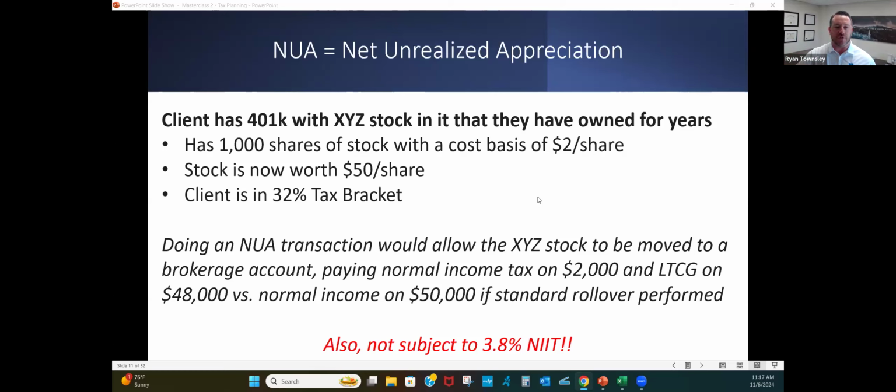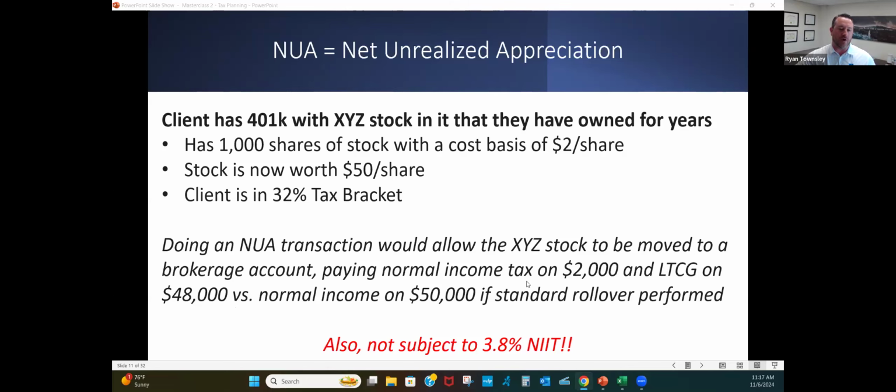Where, let's say you had 1,000 shares of stock, cost basis of $2, so about $2,000 cost basis, the stock's now worth $50 a share. So this is probably really applicable for tech companies and startups and things like that, right? Clients in the 32% bracket. So essentially they could move all of that stock over, they could pay regular normal income tax rate on $2,000, but then long-term capital gain on $48,000. So if they're in the higher brackets, like the 32% bracket, this could save them a ton of money, not to mention the extra value that you are not subject to NIIT when you do this.